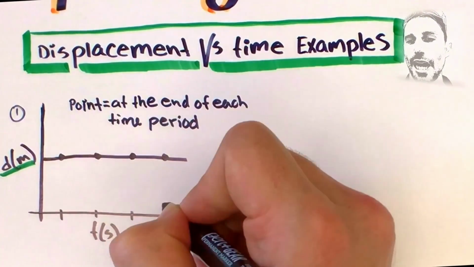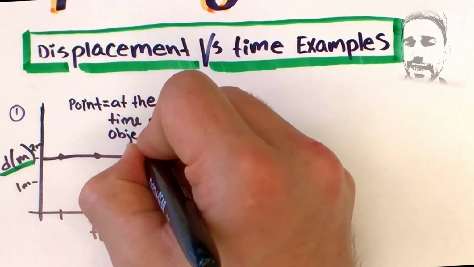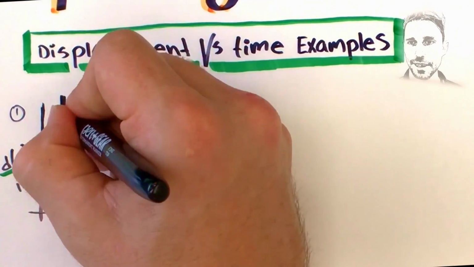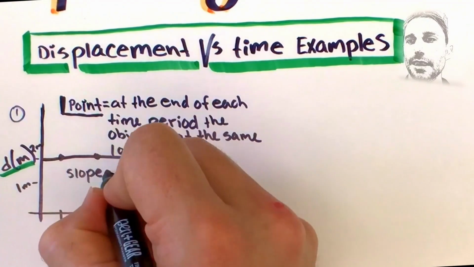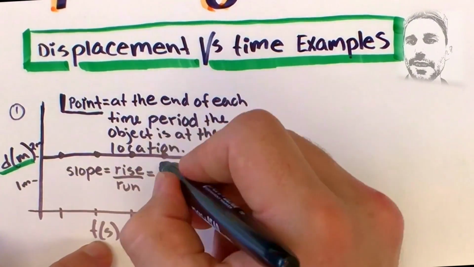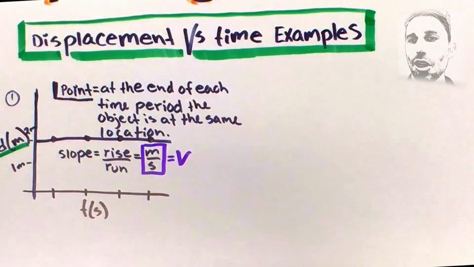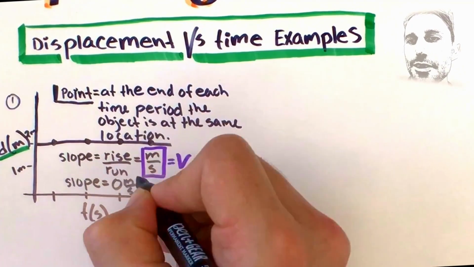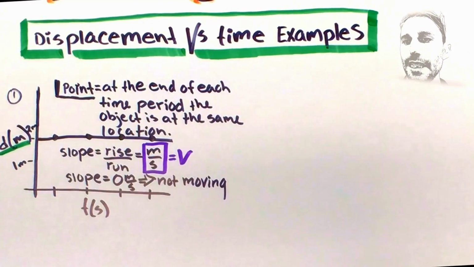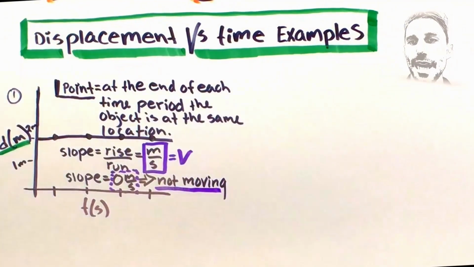At the end of each time period, so you have a given time period on your x-axis there, and then we'll label this y a little bit, you're at some given location. So in this one, the object is at the same location. So when we have a horizontal line on a displacement versus time graph here, we can see that the slope is the rise over the run. So the rise is meters, the run is seconds. The units of meters per second is velocity. And here we have this horizontal line, so the slope is 0, so our object is not moving.